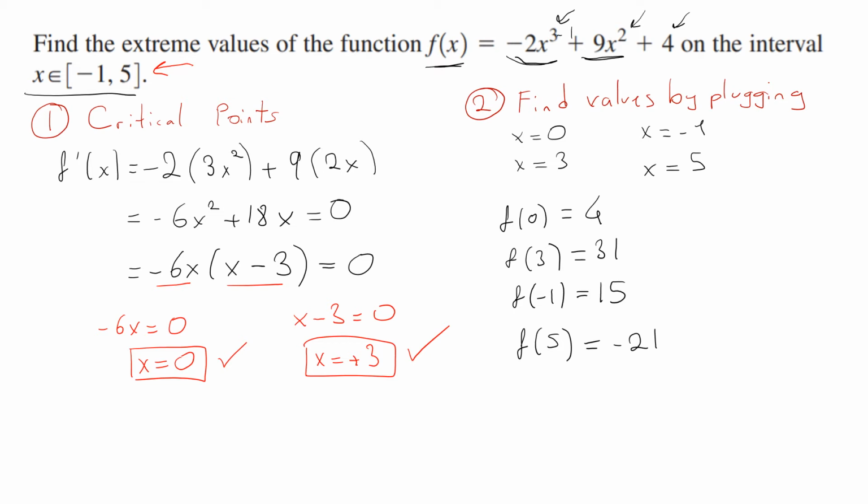So when I plug it in, these are the values I'm going to get. What I do now is see whatever is my largest value, that will be my maximum. I look at my values, I have 4, 31, 15, negative 21. My largest value is right over here with 31. So I know this is my maximum. Now I look at my lowest value, I realize I have negative 21 right over here, which I can say is my minimum. So this is why it's important to also consider endpoints, because one of my endpoints is my minimum, and one of my critical points is my maximum.